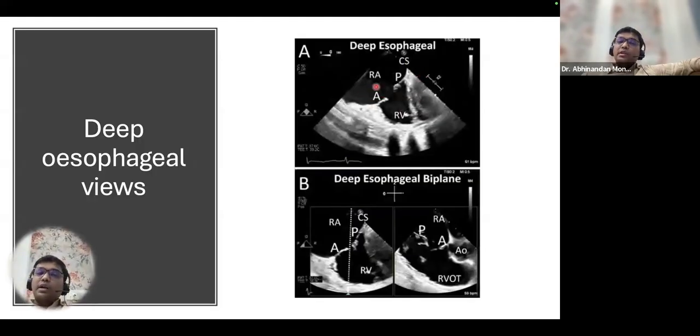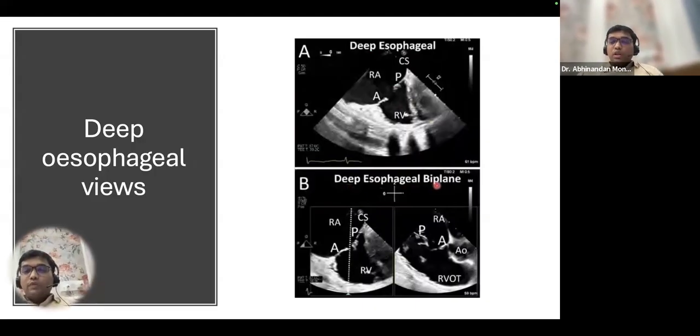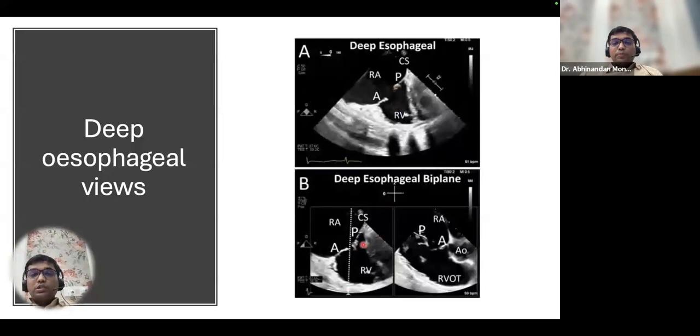So you can see this is your anterior leaflet, and this is your posterior leaflet, this is your RA, RV, and this is your coronary sinus. And there are two views, that is the deep esophageal RV inflow view and the deep esophageal RV inflow outflow view. But to get the deep esophageal RV inflow outflow view, you will have to use a special software, that is your biplane software. So if we put a biplane through this, you will be able to see your inflow outflow view. So this is your RA, this is your tricuspid valve, and it is your RVOT, and this is your aorta.